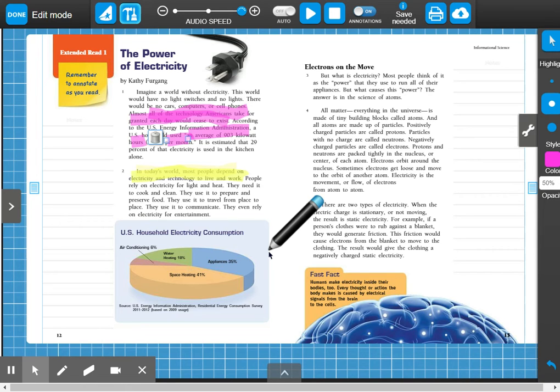On to the next page, we're going to be doing the same thing. We're going to be reading these 3 paragraphs, trying to determine the main idea, and then figuring out, is the main idea stated or do we have to infer it? So let's go ahead and begin reading.